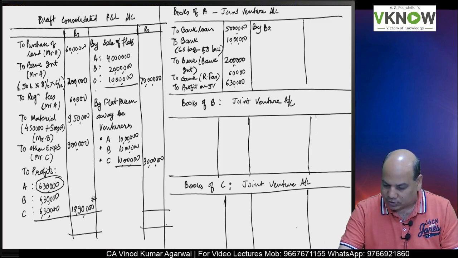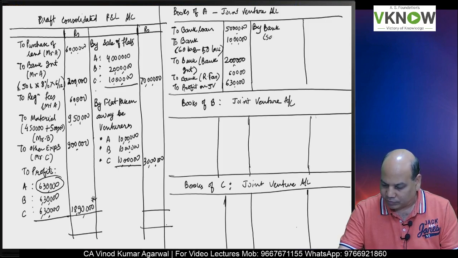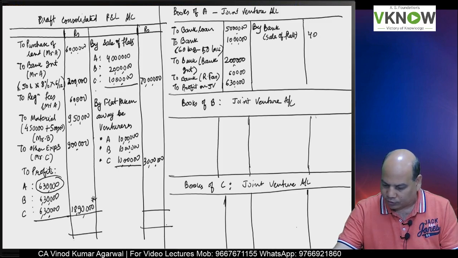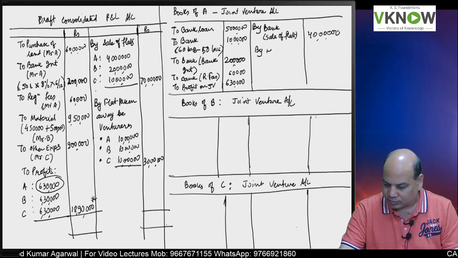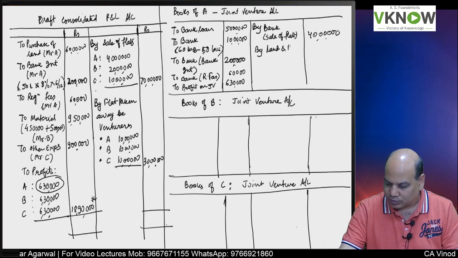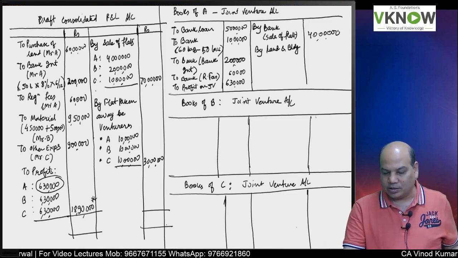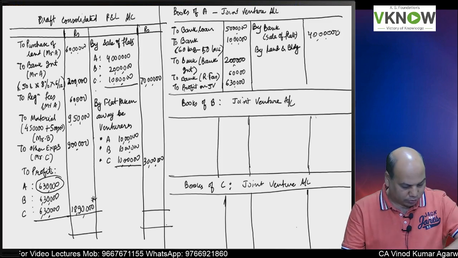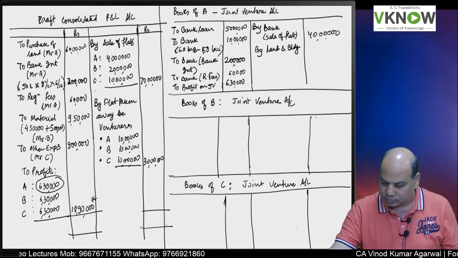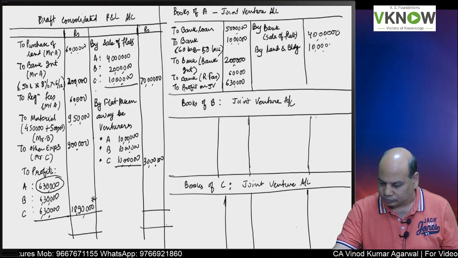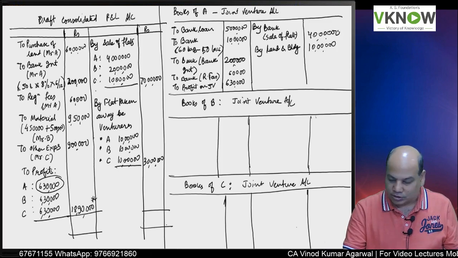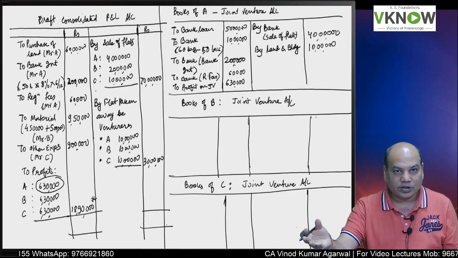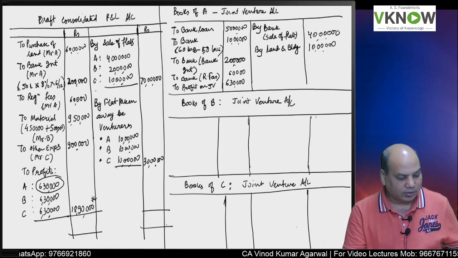He has sold flats by bank, sale of flat, and he got 40 lakh. Then he acquired one flat, so he will write buy land and building. So in his book, land and building account will appear at rupees 10 lakh. Now let us wait for completion part. It is not telling. Whatever is the difference, he will receive or he has to pay to other venturers.